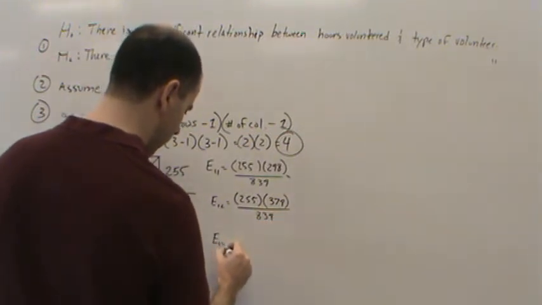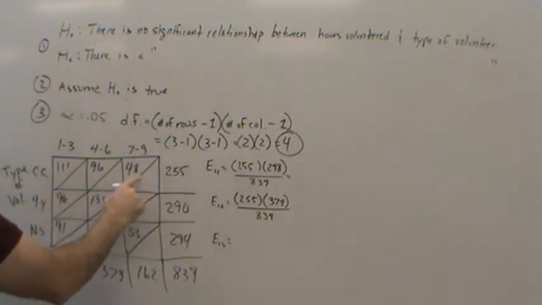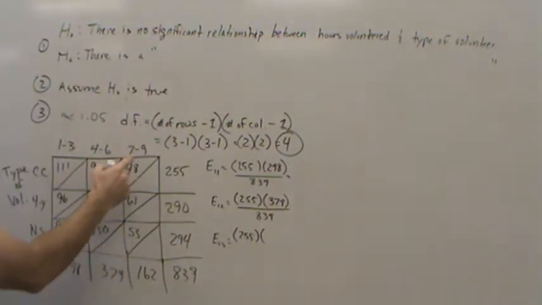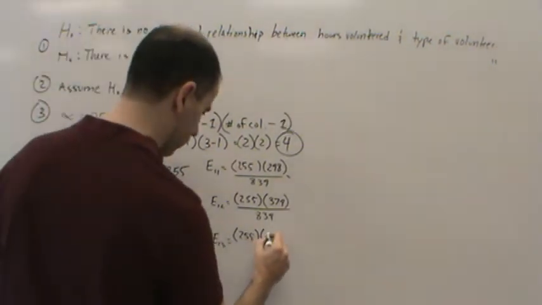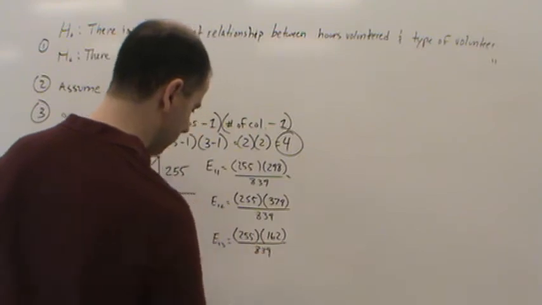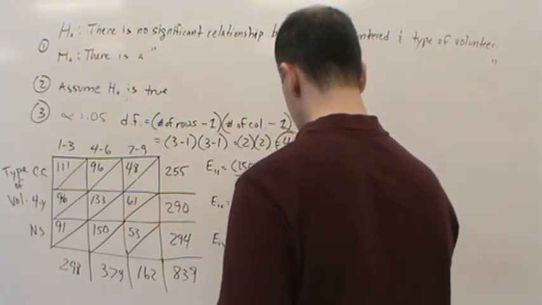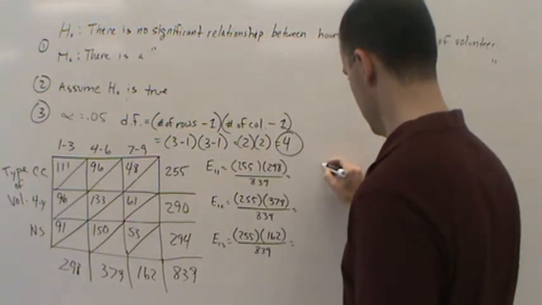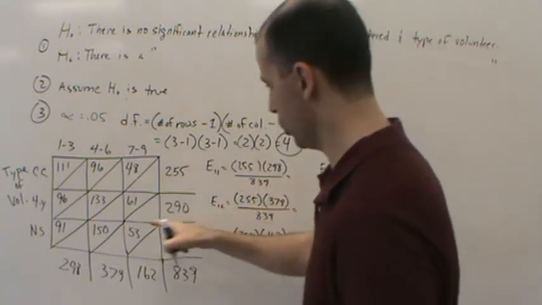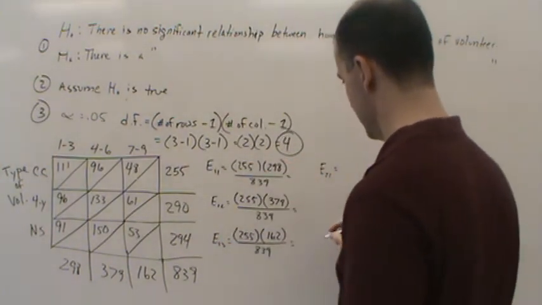And then E13 is this one right here. So we're going to take row 1 total again, because it's in the first row, 255, now the column 3 total, which is 162, and we're going to divide by 839. And so now, if I go to the next row, E21, it's going to be the same thing, except now I'm going to use 290. So all these 255s change to 290. Everything else stays the same.